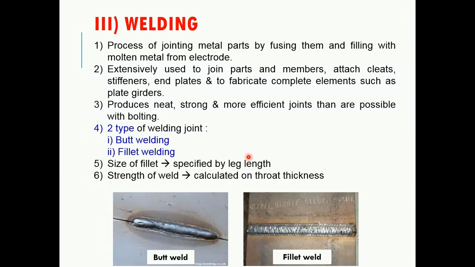So we have two types of welding, which are butt welding and also fillet welding. The size of fillets is specified depending on the length of the leg, and the strength of the weld is based on the throat thickness.